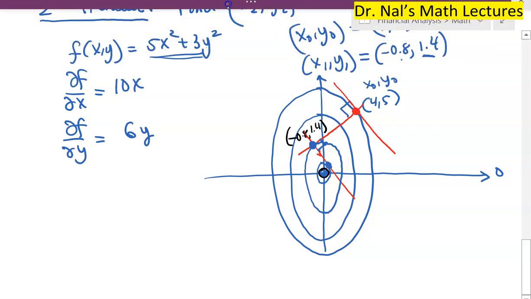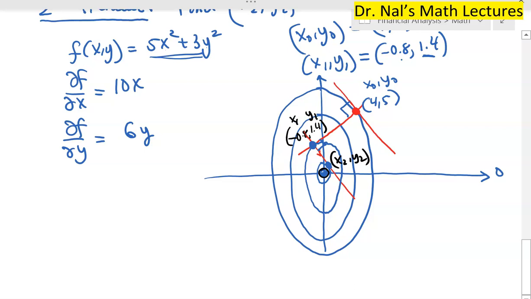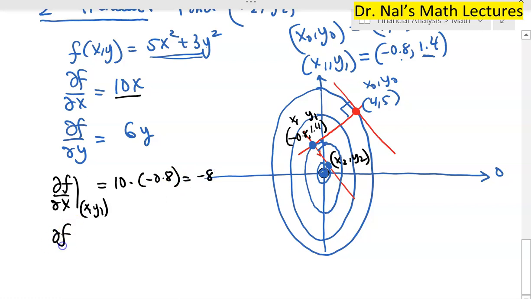So right now, in this iteration, I will try to reach this point, x2, y2. This one was x1, y1. First, let's evaluate the partial derivatives at the point x1, y1. 10 times x1 is minus 0.8, so that's minus 8. Similarly for the second direction, that one will be 6 times 1.4, which is 8.4, I think. There you go. So we have our directions.